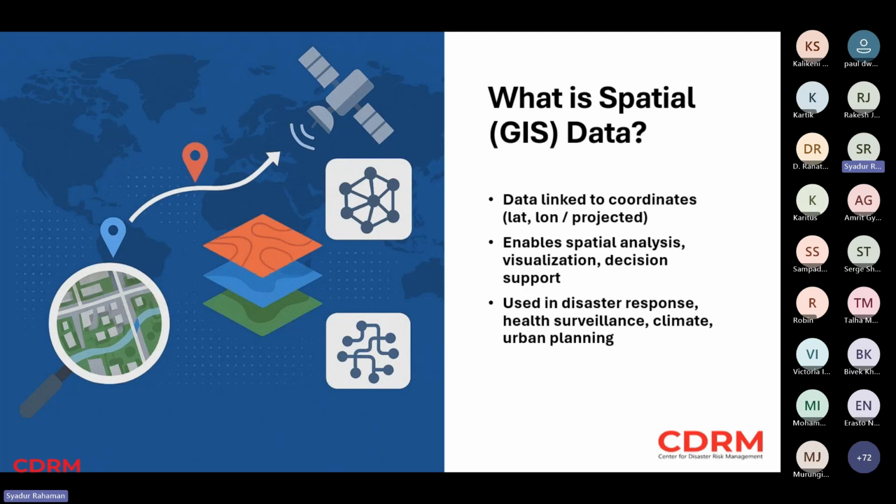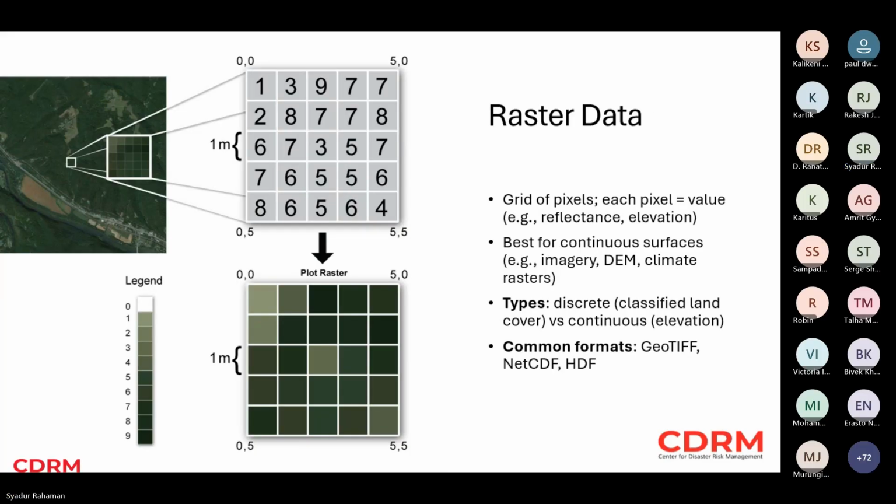Sir mentioned clearly that when we respond to any disaster event, we need some data. Basically, we need to know how many people were affected and where the incident happened. So this is the kind of data we need. Two major types of data are used: one is raster data, and the other is vector data.